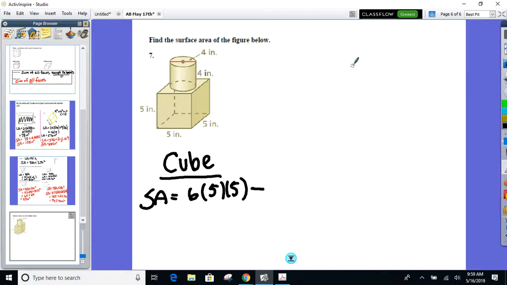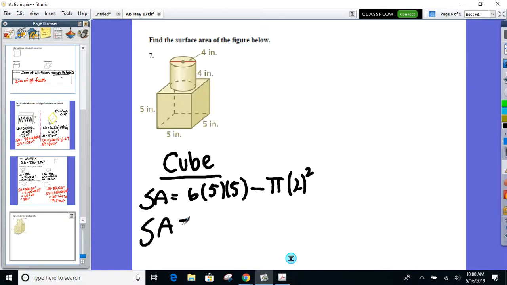So I got the surface area of the whole cube. Now I got to subtract out that circle, though, because it's being covered up. What's the area formula for a circle? Pi r squared. So it's going to be pi. What's the radius of that circle? 2 squared. Guys, look at that right now. Is everyone all right with what we're doing with the cube? The whole cube minus the part that's covered up, which is a circle.